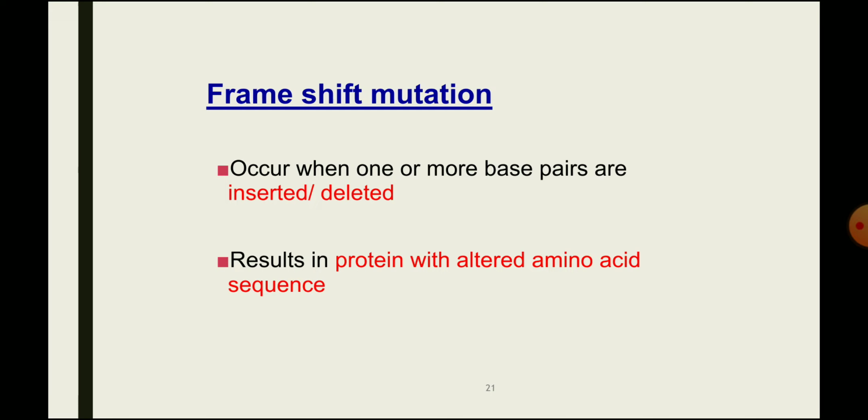You have studied the genetic code: there is no punctuation in the genetic code, so it is read continuously. So when one of the bases is removed, what happens? The reading frame is altered, and that is called the frame shift mutation. The reading frame is garbled, that is, changed.